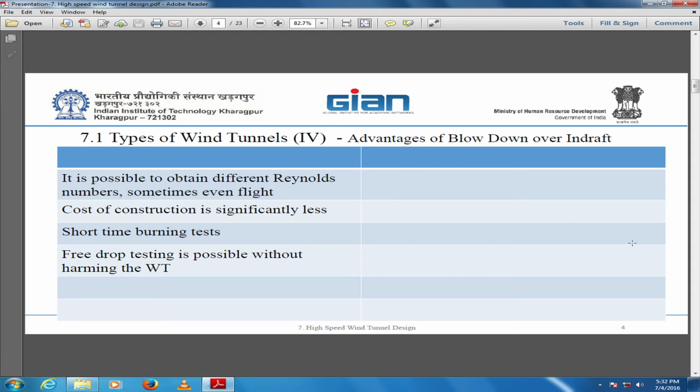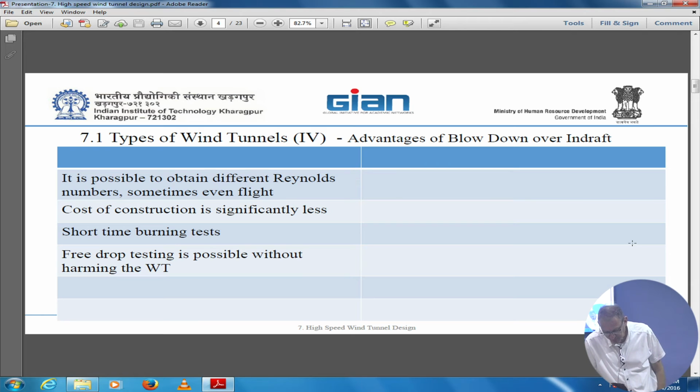What are the advantages of blowdown? It is possible to obtain different Reynolds numbers. Cost of construction is significantly less, construction-wise, because you have fewer components. This sphere all around it is very nice, impressive, but it's about cost. And the time of test can be shorter, until the stabilization. It's shorter. And I think we discussed this.